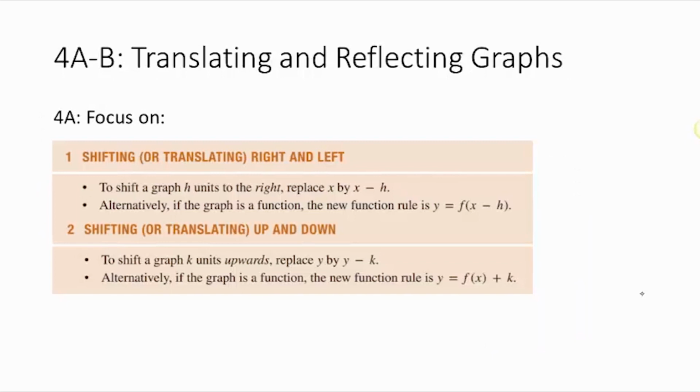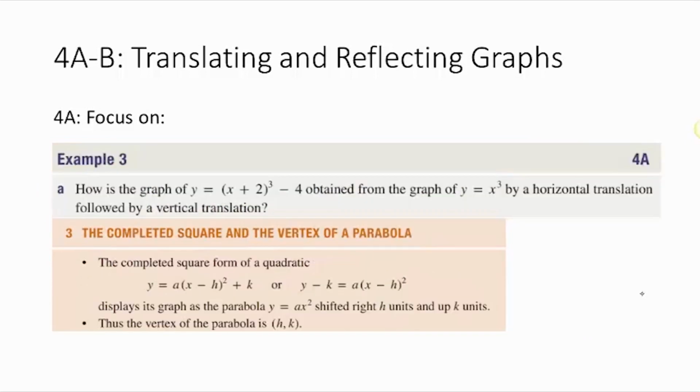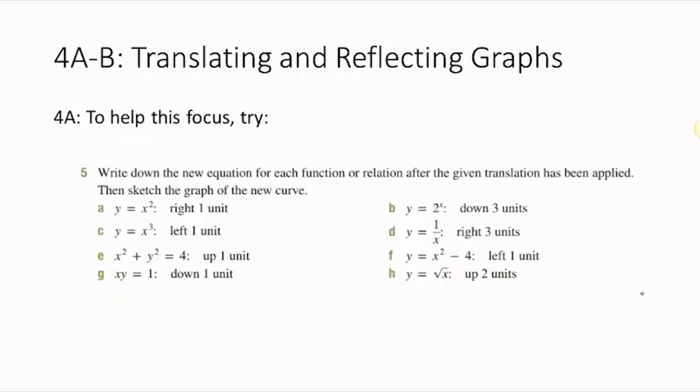So in more detail then, 4A, we're talking about shifting or translating right and left, up and down, what we do with the equation of the graph to do that. And here's a nice example that looks at completing the square. Actually, it's a cube, is it not? It's not completing the square, it is a cube. And how that has been moved from the original cubic graph of y equals x cubed. And then linking that to the idea of completing the square and the vertex. And this is a nice question from the exercise that helps with that.